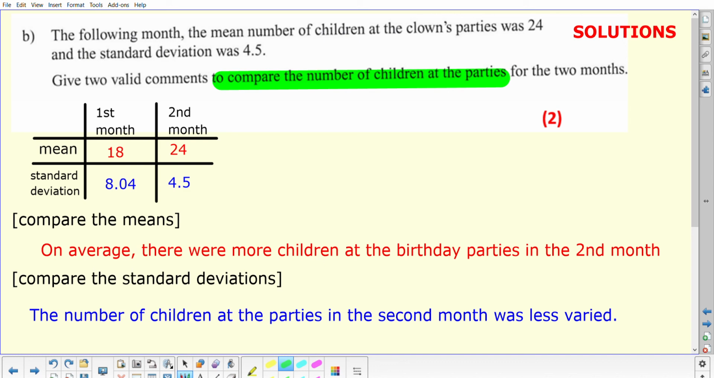That's your statement. Comparing the standard deviations, you're looking for the lower one because the lower one means less varied. And again, it's about the number of children at the parties, that's what you're commenting on, and that's what you need to say. The number of children at the parties in the second month was less varied. Try and remember that a low value means less varied.